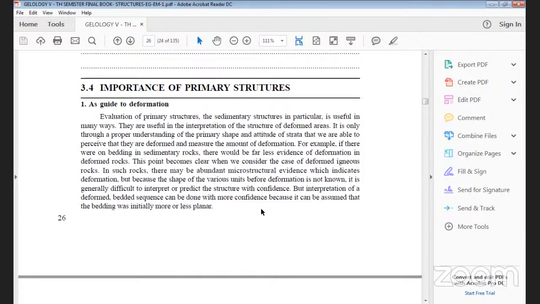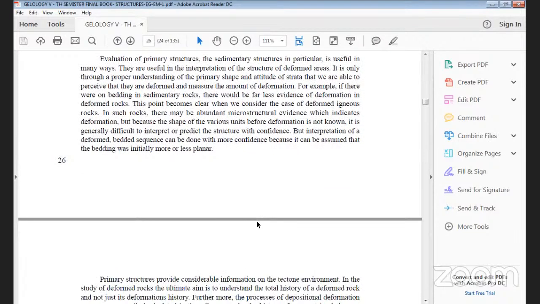Of the amount of deformation, for example, if there is a wave mark on a bedding in sedimentary rocks, there would be far less evidence of deformation in deformed rocks. In the deformation of the rocks, there may be an abundance of microstructural events indicating the deformation, but because the shape of various units before deformation is not known, it is generally too difficult to interpret or predict the structure.